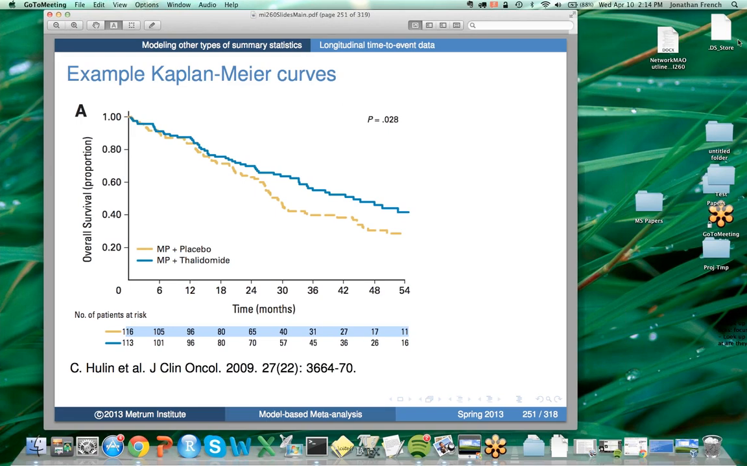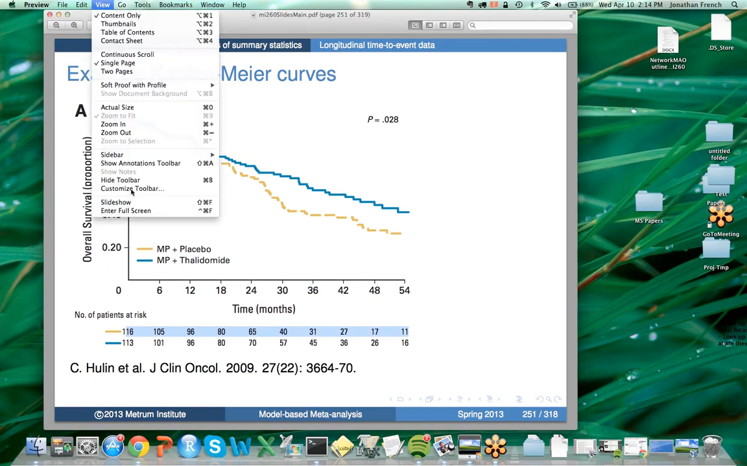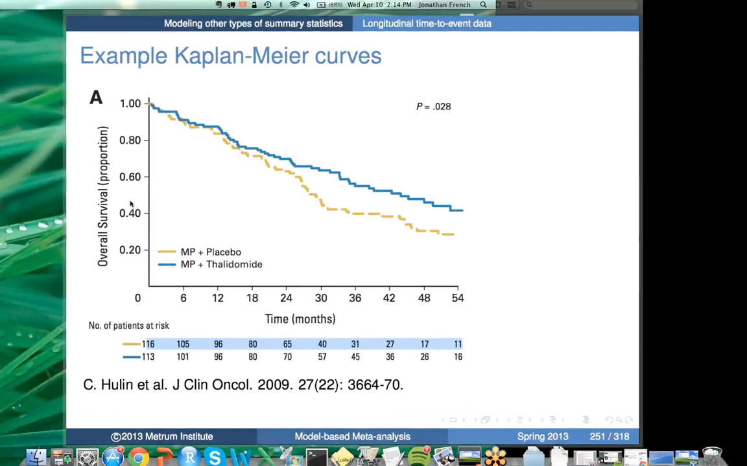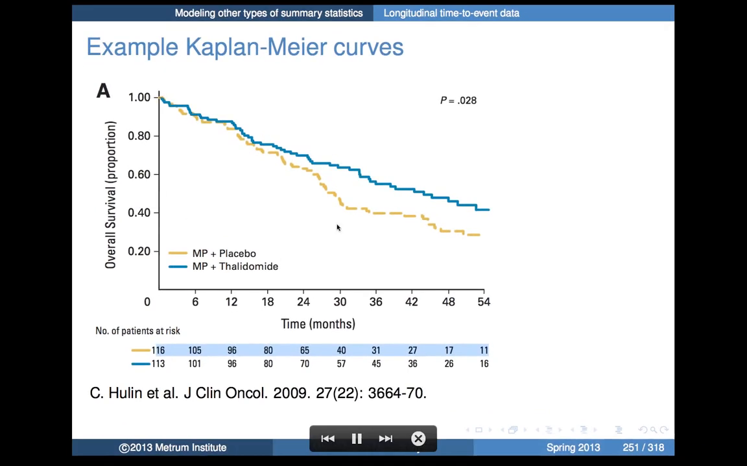Okay, let's just check to make sure that everything is going okay. All right, so I'll just go ahead and shift back here to full screen mode. Okay.